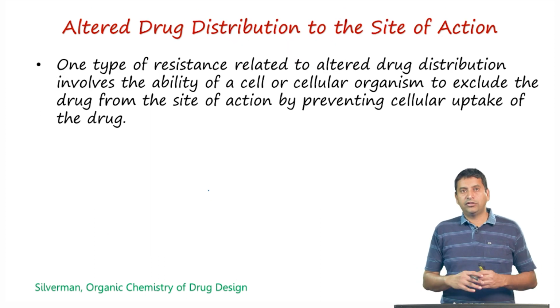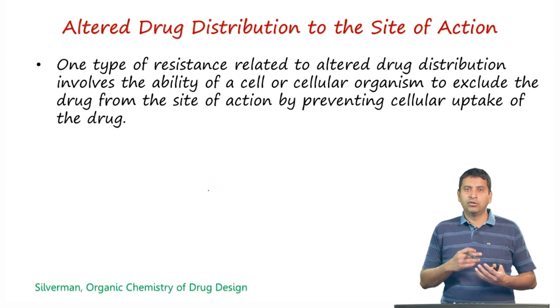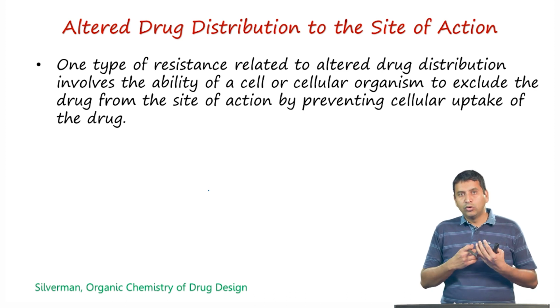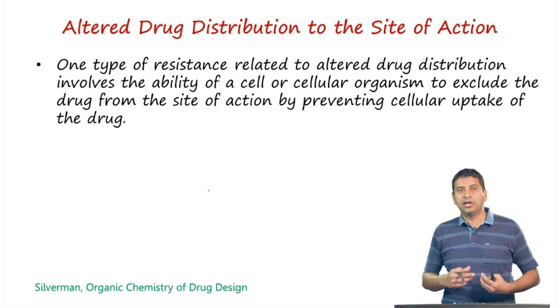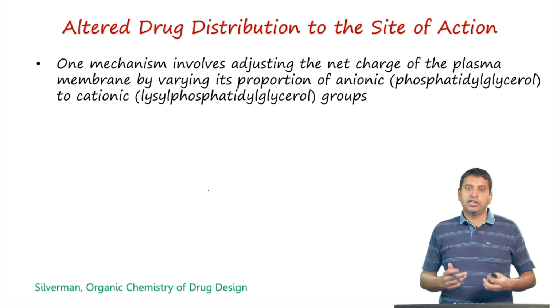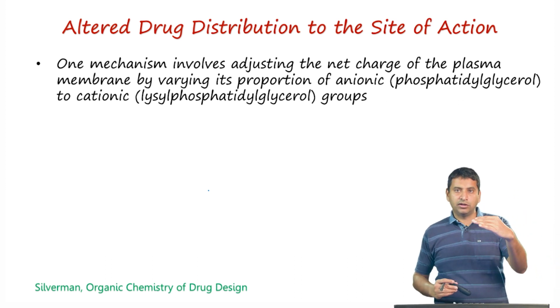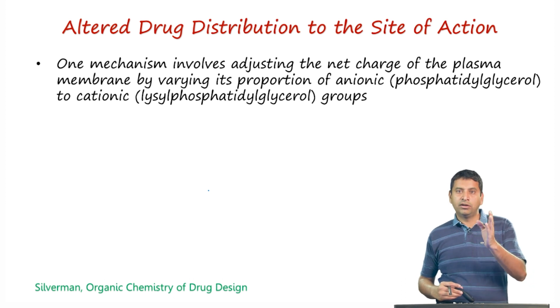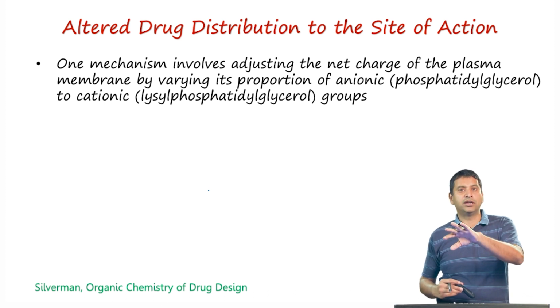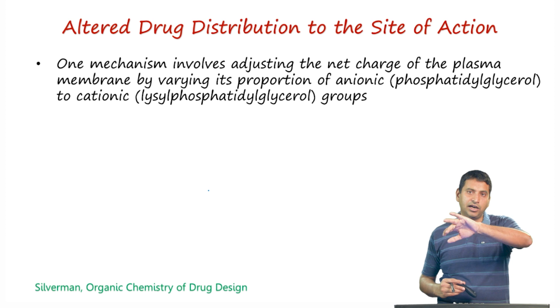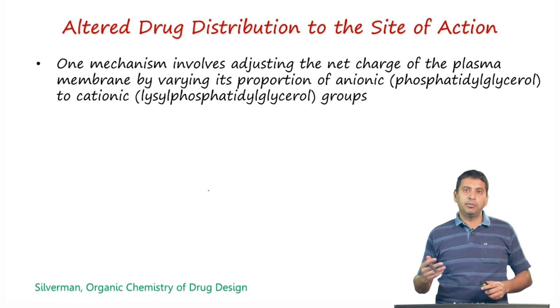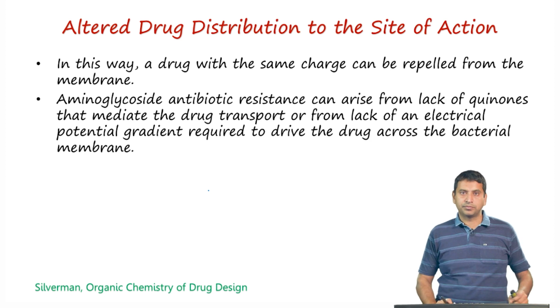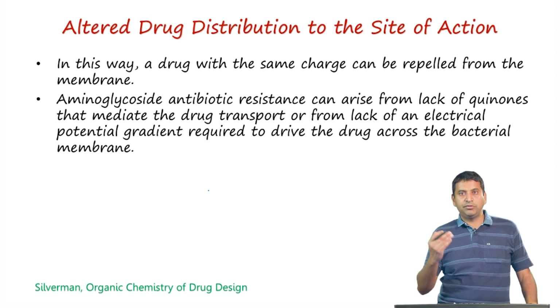Another way in which resistance can occur is altered drug distribution to the site of action. This happens when the cell or organism excludes the drug from the site of action by preventing cellular uptake of the drug. One of the ways in which this can occur is by changing the net charge on the membrane. For example, if there is a phosphatidylglycerol membrane, it can be changed to lysylphosphatidylglycerol groups, which converts an anionic group to a cationic group. This change can affect the permeability of the drug. If the permeability of the drug goes down, then clearly its efficacy will go down. In this way, a drug with the same charge can actually now be repelled.